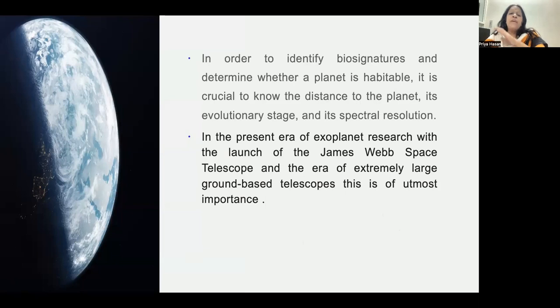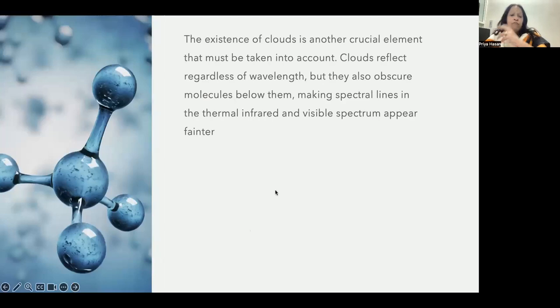In the present age of exoplanet research, with the launch of the James Webb Telescope, as well as the other extremely large telescopes which are coming out, the TMT, the GMT, the ELT, it's therefore very important for us to find out these signatures to good precision so that we could be confident.